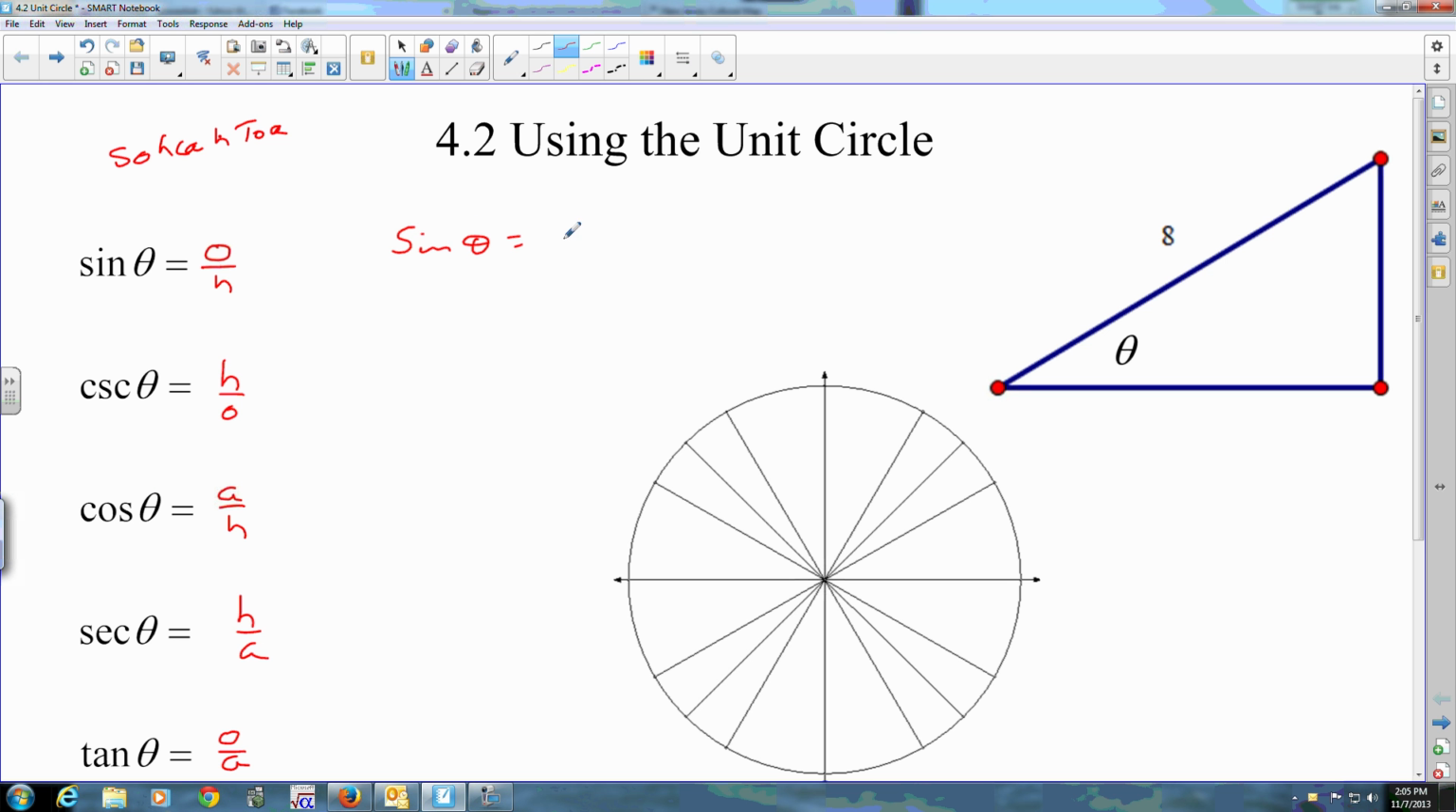Sine of theta is going to be 1 over the cosecant of theta. Cosecant of theta is equal to 1 over the sine of theta. These are reciprocals of each other. Secant is the reciprocal of cosine. Cosine is the reciprocal of secant. It would be wonderful if cosecant would go with cosine, but they don't. Secant is with cosine. Cosecant is with sine.